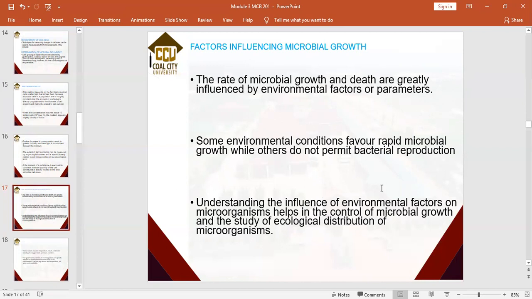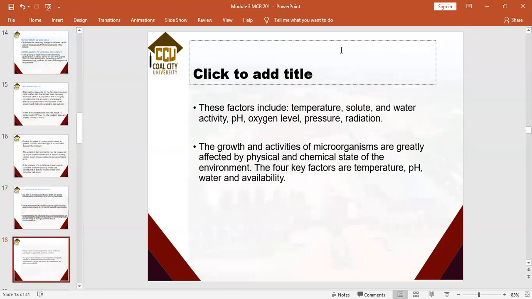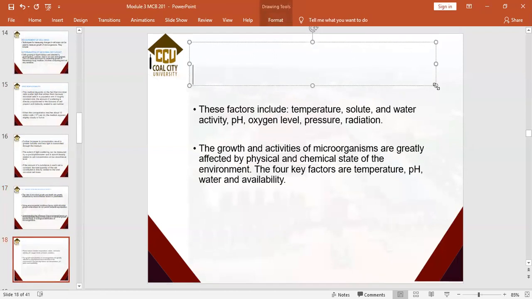Understanding the influence of environmental factors on microorganisms helps in the control of microbial growth and the study of the ecological distribution of microorganisms. So these are the factors you see in the environment: the solutes and water activity, pH, oxygen level, pressure, and radiation. So these are environmental factors.